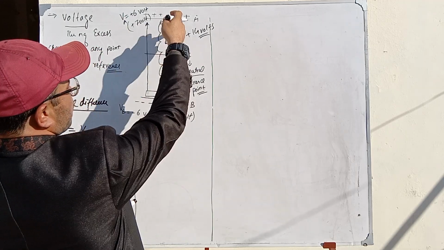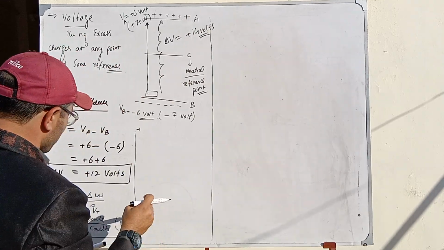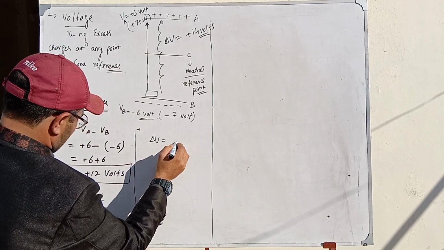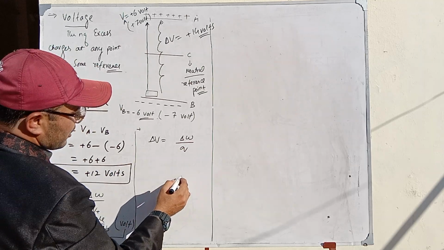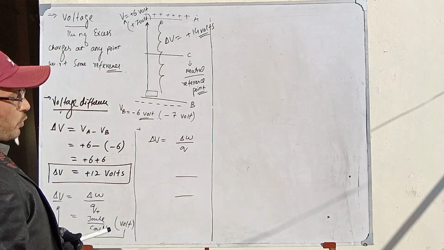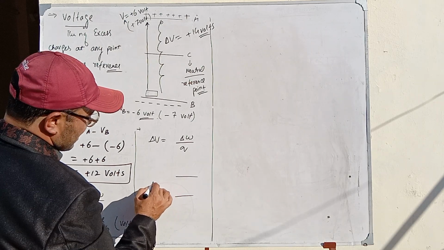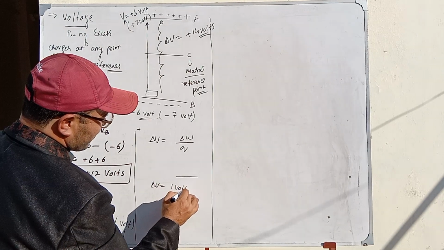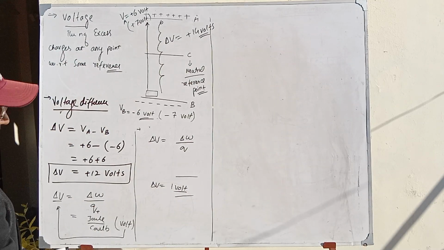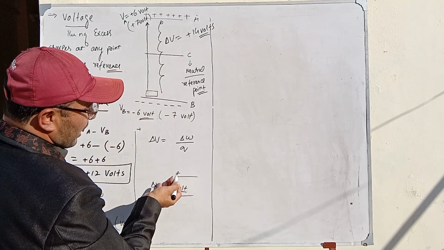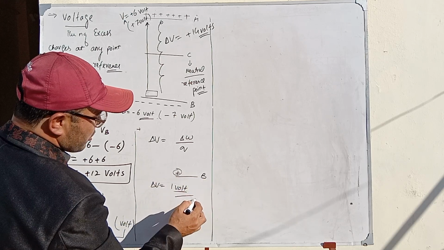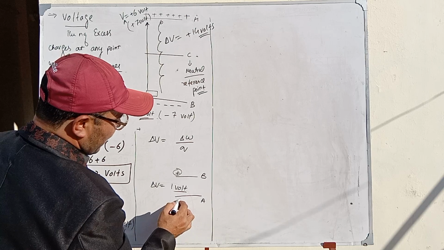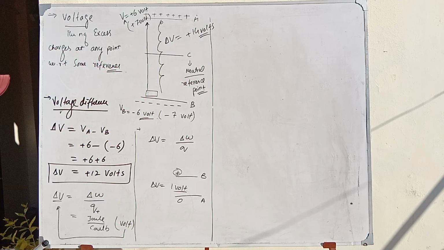So after that, if I move a single electron from point A to point B, or from point B to A, delta V is delta W divided by Q. If I take two plates in which the potential difference is 1 volt, 1 volt means here I have a positive charge, and this point A is neutral.